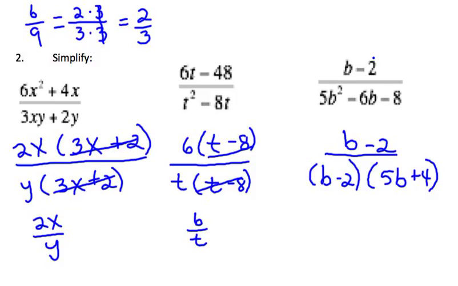So now, that factors to b minus 2 times 5b plus 4. Again, I'm looking at the numerator and denominator, and the b minus 2's cancel. So I'm left with 5b plus 4 in the denominator, but what does that leave me in the numerator?